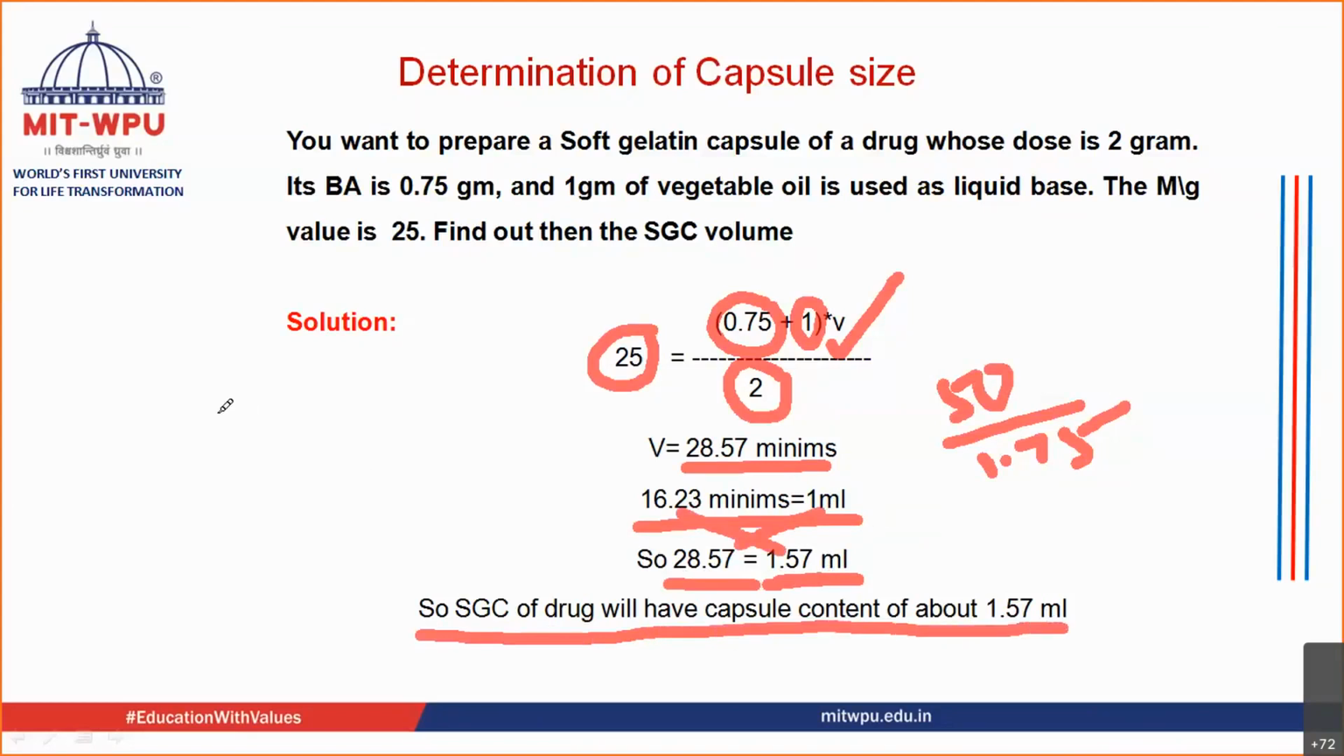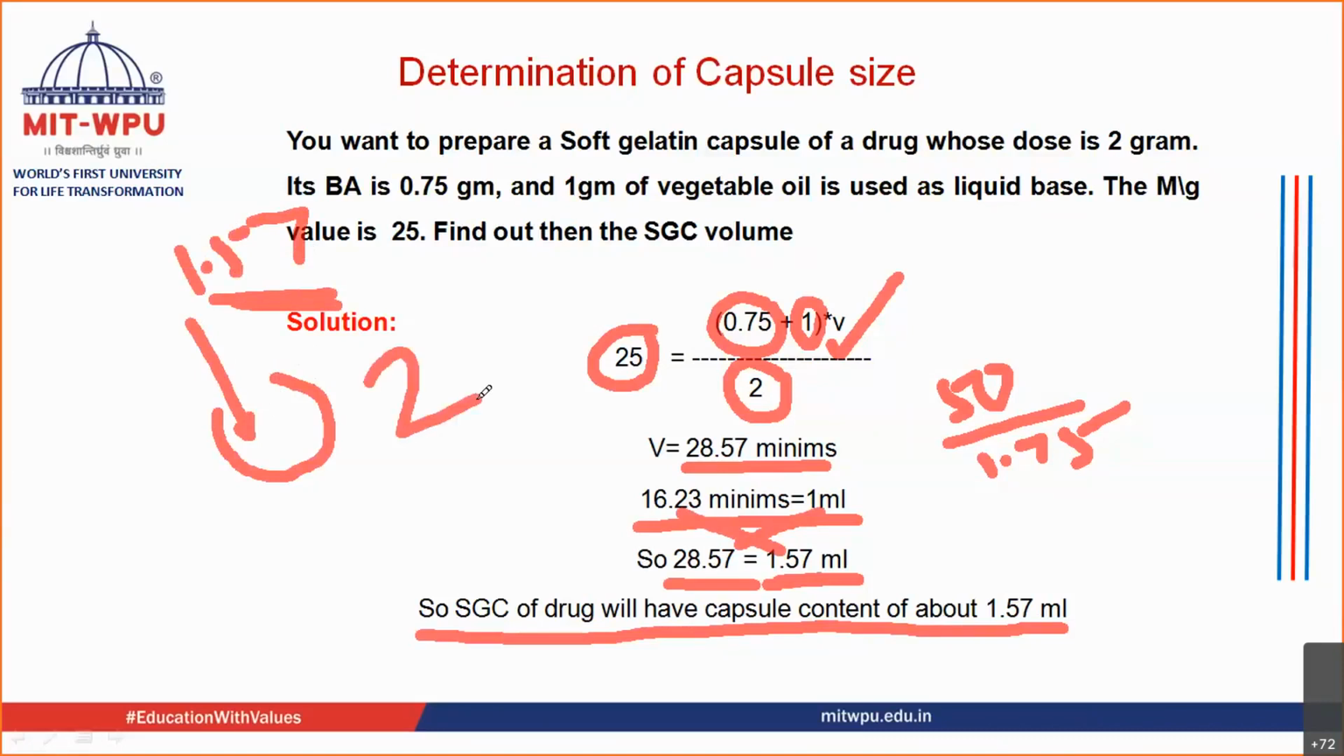So when you prepare the suspension, the quantity of liquid of this suspension that you have to add inside this soft gelatin capsule is 1.57 ml. So if you add this much volume of suspension inside this soft gelatin capsule shell, then the dose of 2 grams of the solid is going to go inside the person.